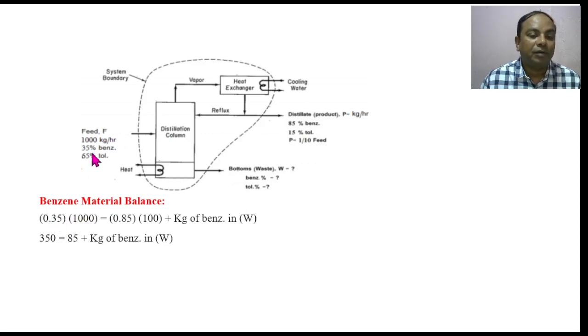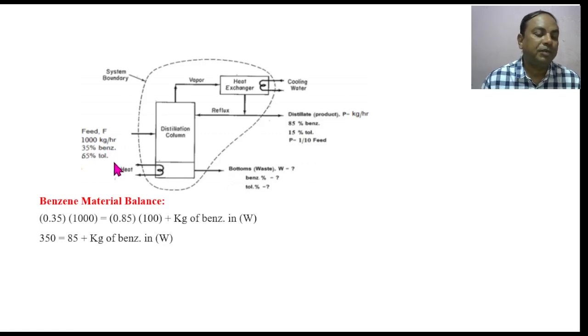In terms of mass fraction, this comes out to be 0.35, or in terms of mass percentage it is 35%. In terms of mass fraction, it is 0.35, multiplied by 1000. So what we get is the amount of benzene present in the total quantity, that is, in 1000 kg how much benzene is present.